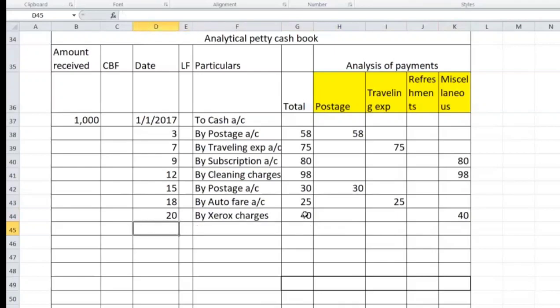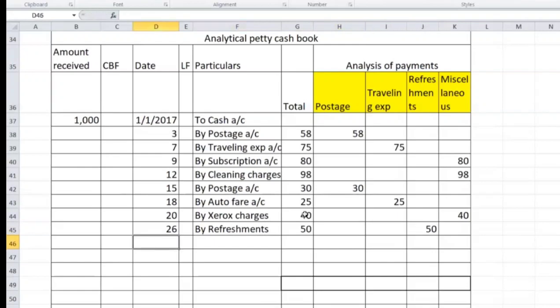Next, after 20th, 26th, refreshments to customers. So write down by refreshments. What is the amount? 50 rupees. Again in the refreshments write down 50 rupees.